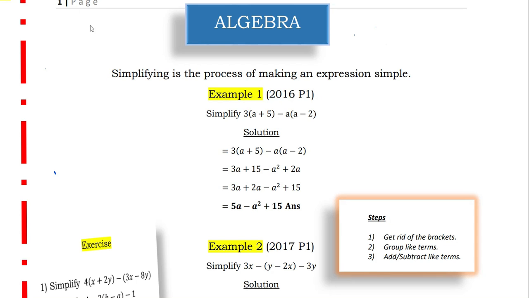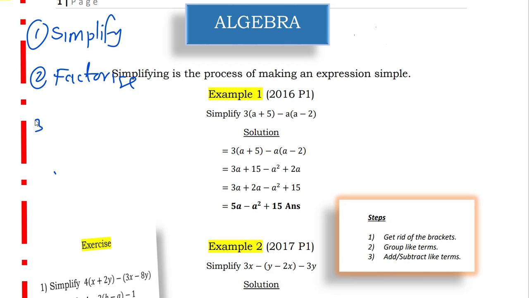Okay, so basically when it comes to algebra, you need to know, of course, how to simplify. You just have to know this. So let me list them here. You need to know how to factorize. You need to know how to solve. So the moment you get to know these three things, you are good to go.